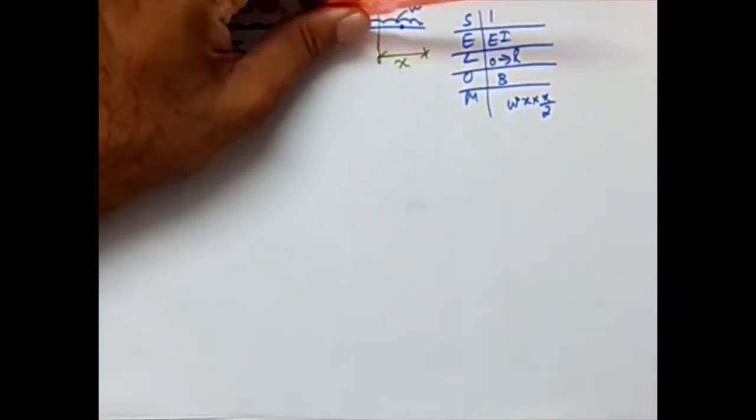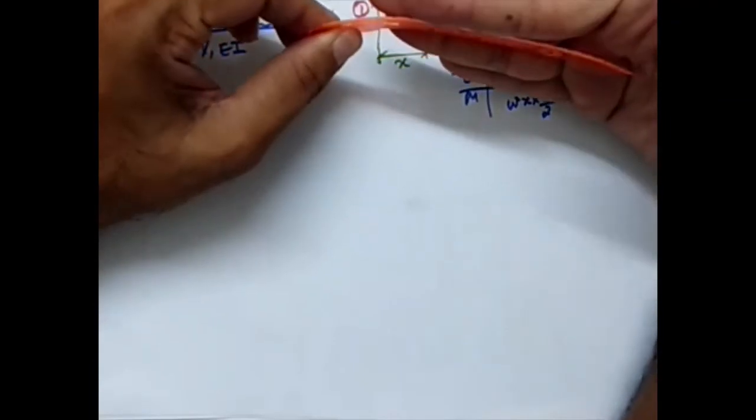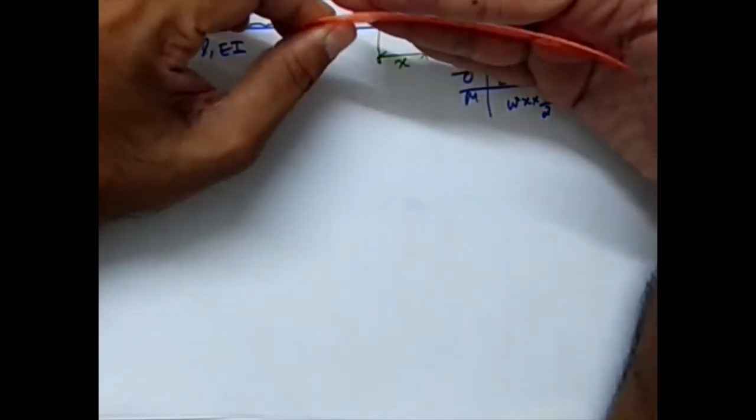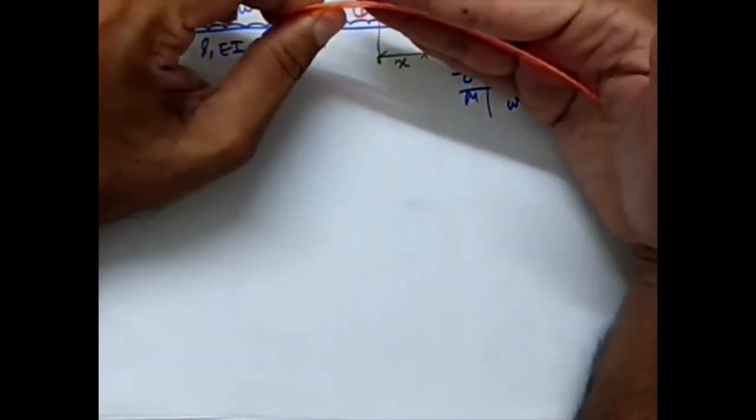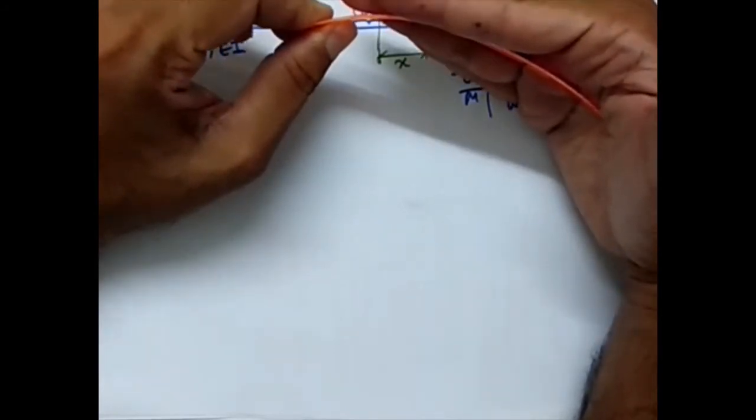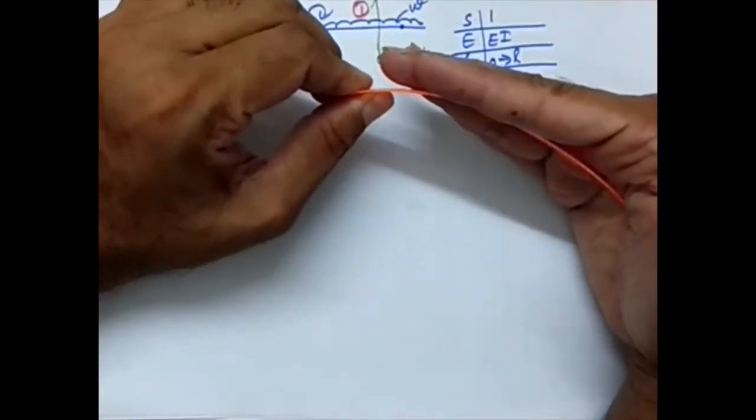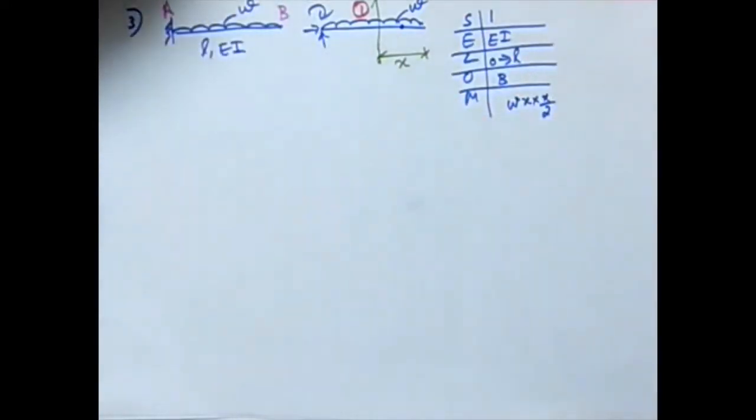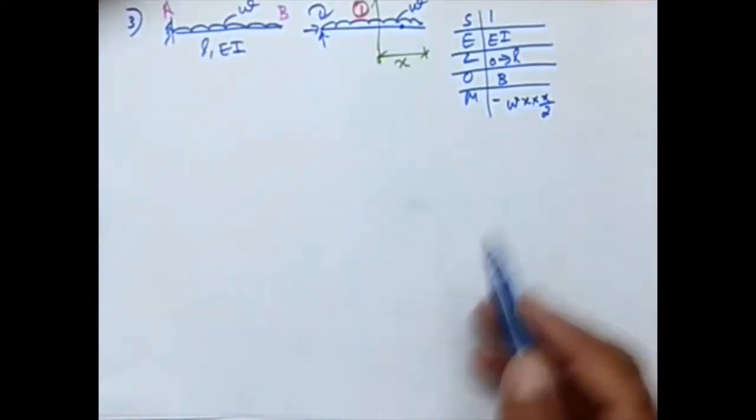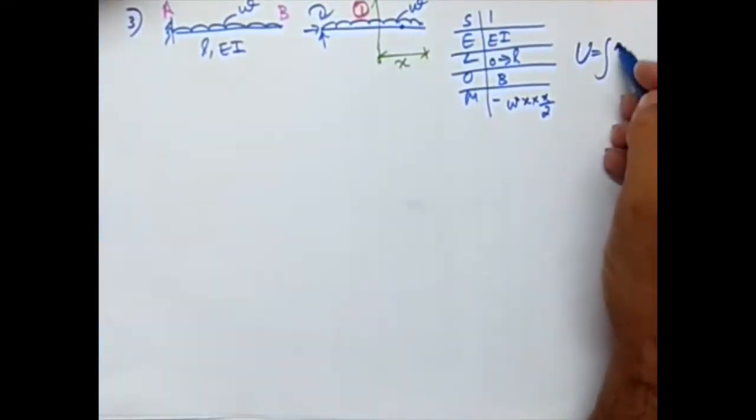If I have a system like this and I'm applying a UDL, so it's not a concentrated force but a distributed force, it's going to bend in the shape of hogging, which means it is negative. So I'm going to have the value as negative. Now I'm going to use the condition integral M square dx by 2 EI.